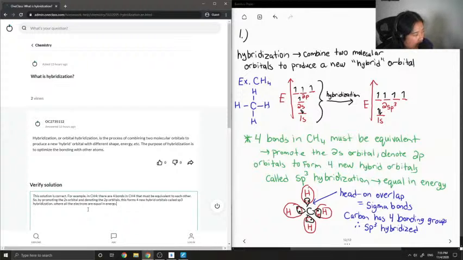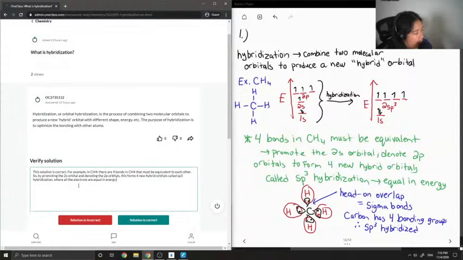Okay, so I said that this solution is correct. For example, in CH4, there are 4 bonds that must be equivalent to each other. So by promoting the 2s orbital and demoting the 2p orbitals, this forms 4 new hybrid orbitals called sp3 hybridization, where all the electrons are equal in energy.